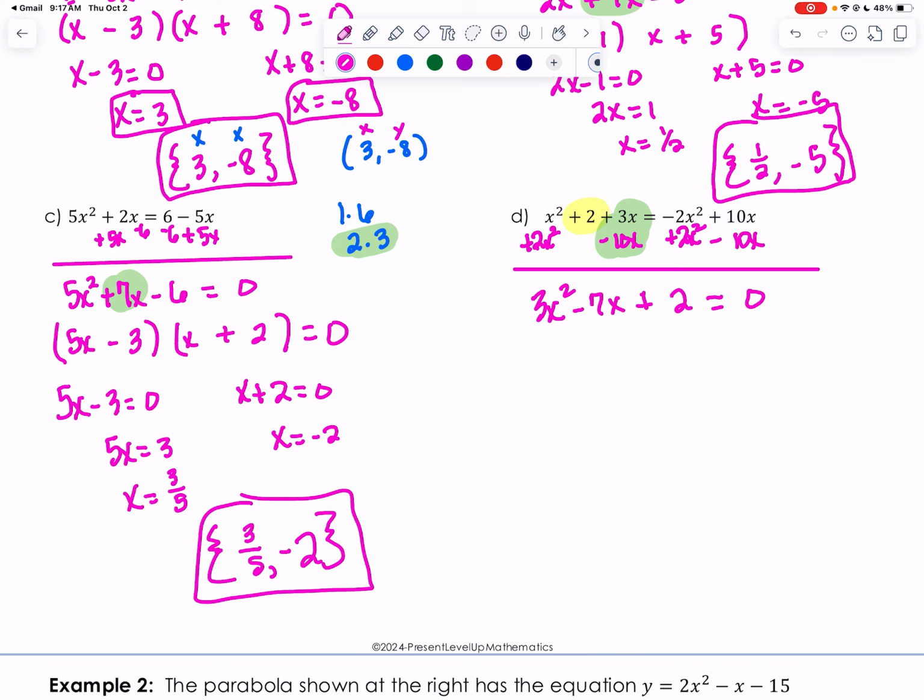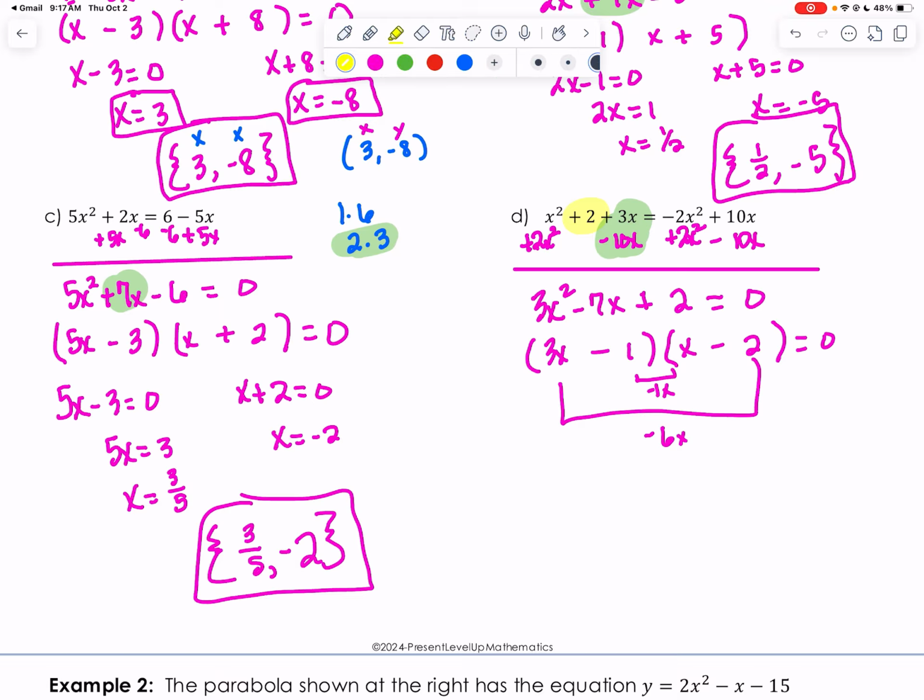All right, welcome back. Let's see how you did. For my factors, I used 3x times 1x here, and I used 1 times 2 here, and I made them both negative. And the way I checked it was 3x times negative 2 would be negative 6x. Negative 1 times x is negative 1x. And when I combine those, negative 1x plus negative 6x, I get that middle term of negative 6x. So then I set them both equal to 0 and solved.